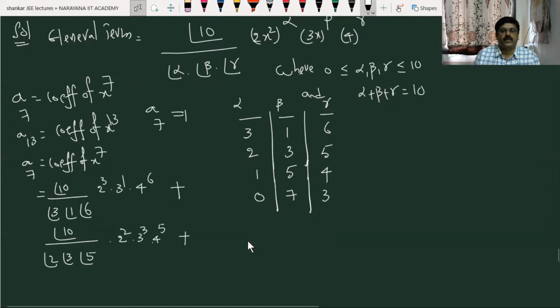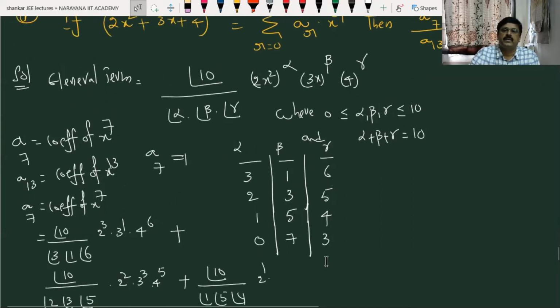Third row. 10 factorial upon 1 factorial into 5 factorial into 4 factorial. Alpha 1 means 2 power 1 into beta 5 means, what is there, students? It is 3 power 5. Am I not right? 3 power 5. Next, gamma 4 means 4 power 4. So what is coming? 2 power 1 into 3 power 5 into 4 power 4. Still there, wait, fourth row.